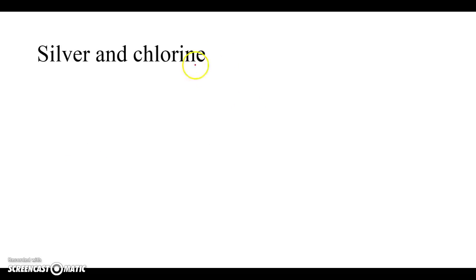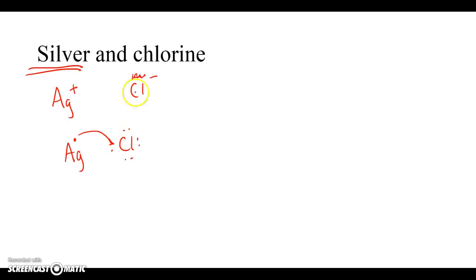There are a couple of other ones that are unique. Whenever you have silver, and this is something you should make note of, silver always has a +1 charge. It is not a transition metal in that way because it will always have a +1 charge. Chlorine, we know that it has a minus charge, and so that means we have silver with 1 valence electron, chlorine with 7. Therefore, you will always have just 1 electron being donated to the chlorine or torn off, and we will have AgCl. All right, that's the chemical formula.